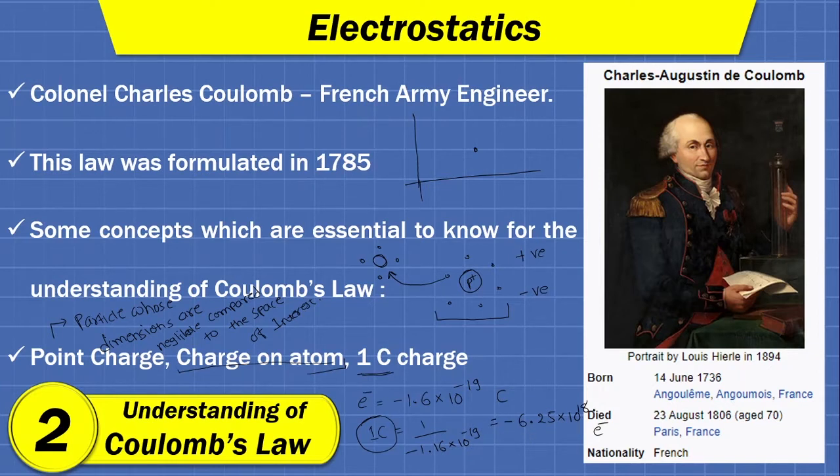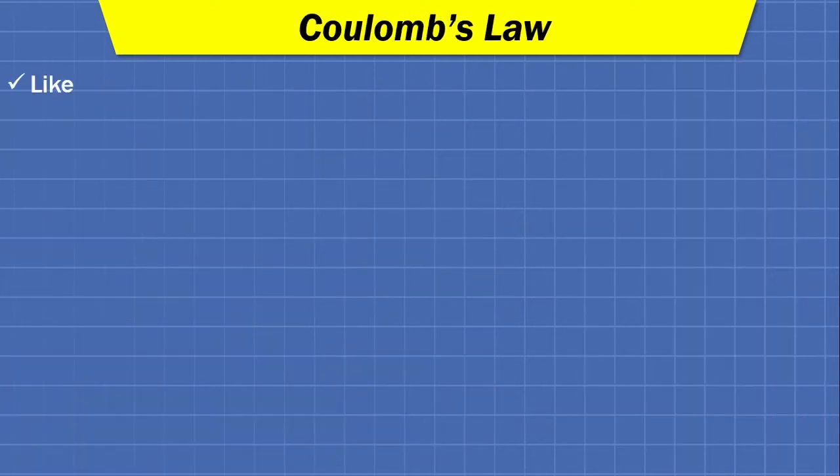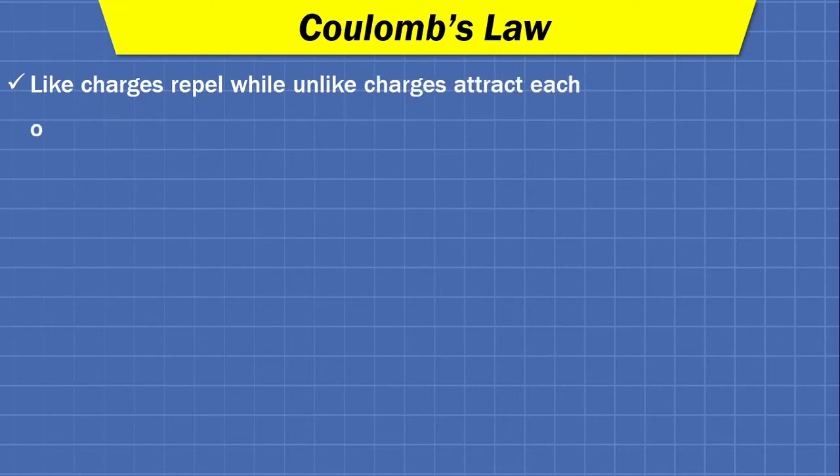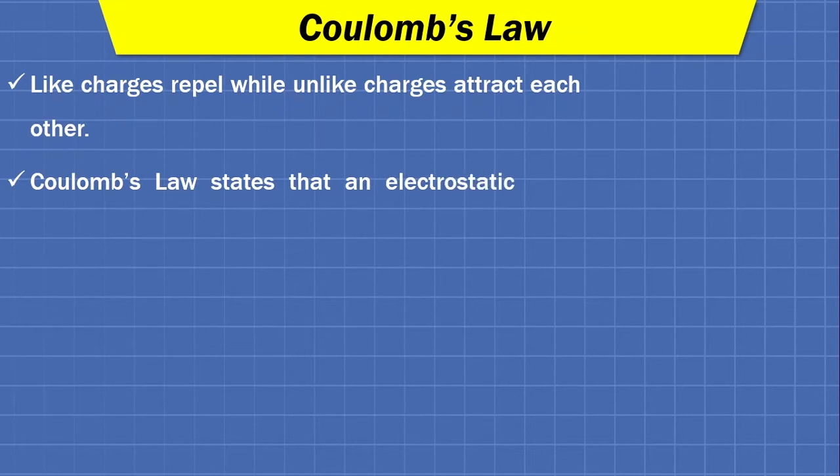After understanding these three terms, now let us learn about Coulomb's law. The first law of Coulomb is that like charges repel while unlike charges attract each other. This is the first law of Coulomb.